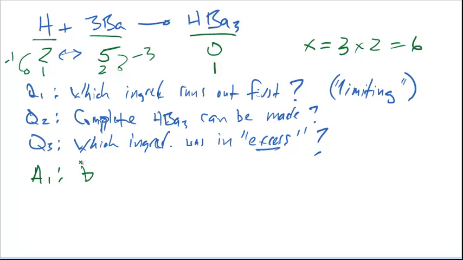Bacon. Bacon is the ingredient that runs out first. Question number 2, how many complete bacon burgers can be made? Only 1. And question number 3, which ingredient was in excess? Okay, which one was not holding you back?